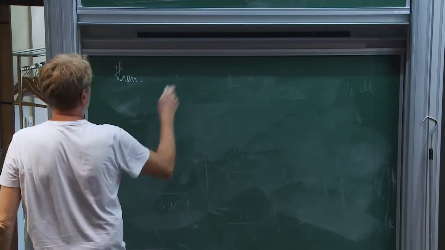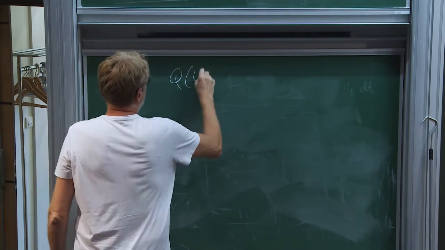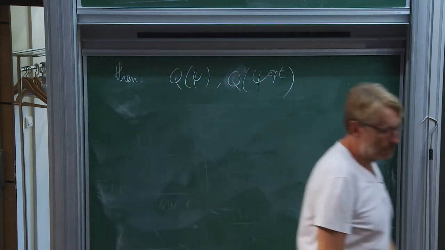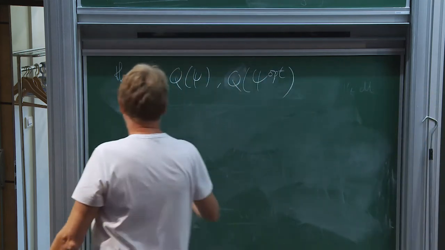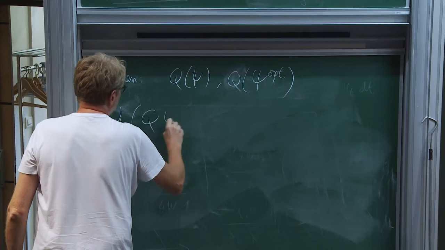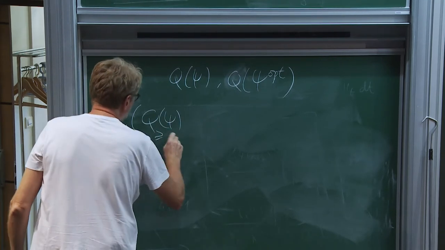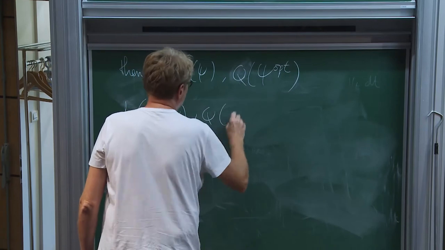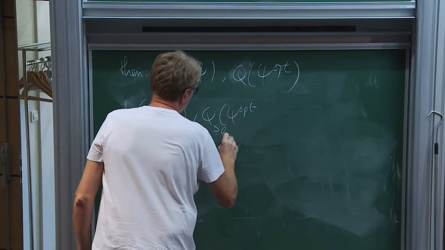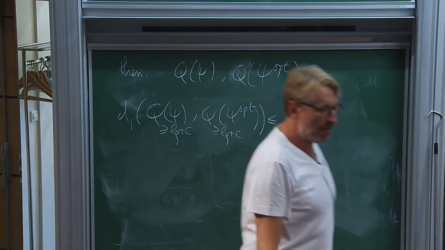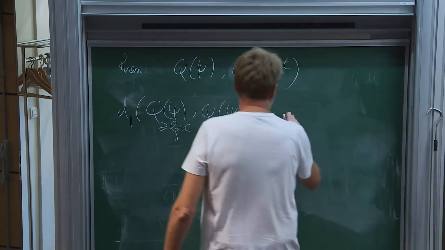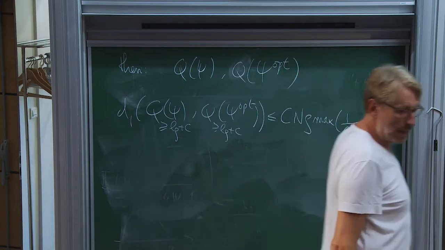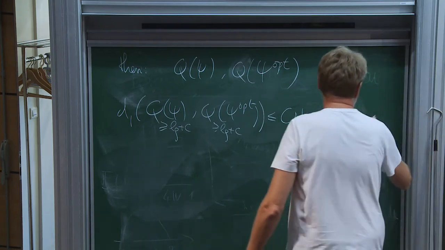Well, if you look at the occupation number for psi, we're going to compare the occupation number for psi and psi opt. Right? And what do they define? If you take the distance 1 of q psi, and you just look at what's happening over the intervals of length L rho plus c, and the q for psi opt over the same pieces, this is bounded from above by c times n times rho times the max of 1 over L rho. And we have r rho.